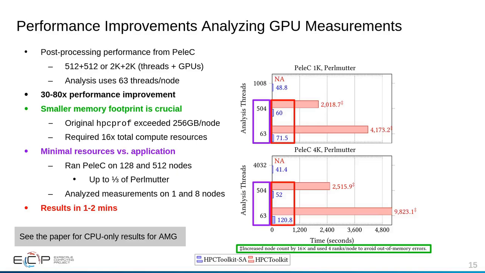Finally, in our experiments, our improved HPCToolkit generated detailed analysis results in only 1 or 2 minutes, compared to the original, which took at least half an hour to generate similar results. These improvements are not limited to GPU codes. Our paper presents additional experiments based on AMG, a CPU-only multigrid solver.